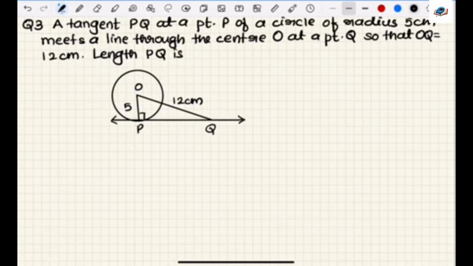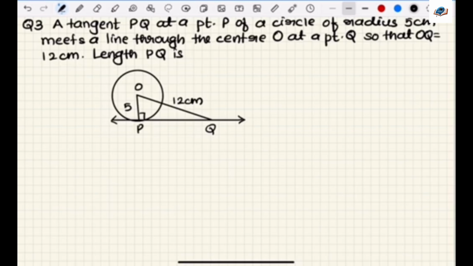Now, third question says a tangent PQ at a point P of a circle of radius 5 centimeter meets a line through the center O at a point Q so that OQ equal to 12. Length PQ is? See, here I have drawn the diagram and shown the whole situation.